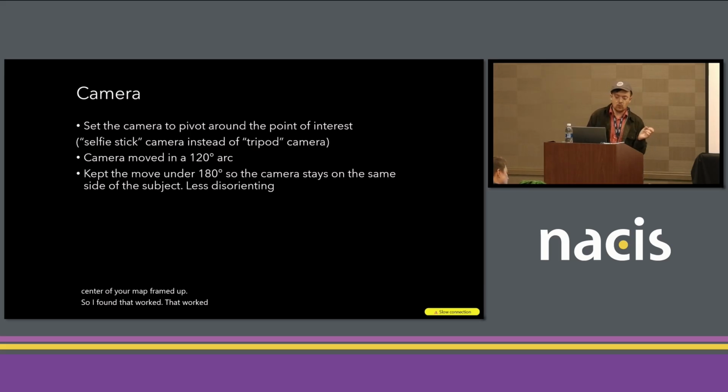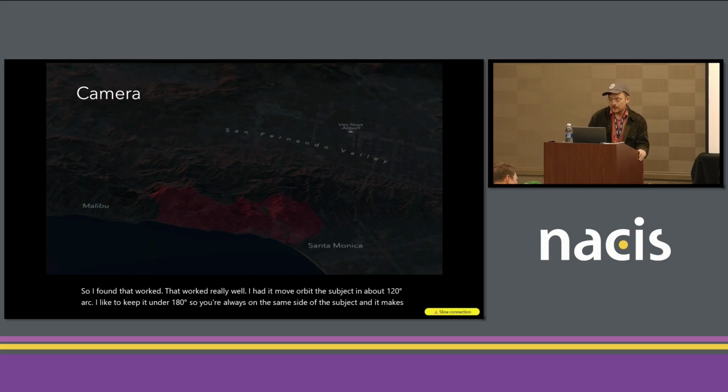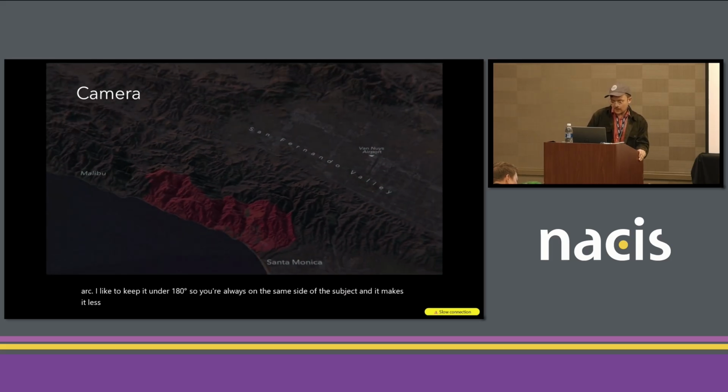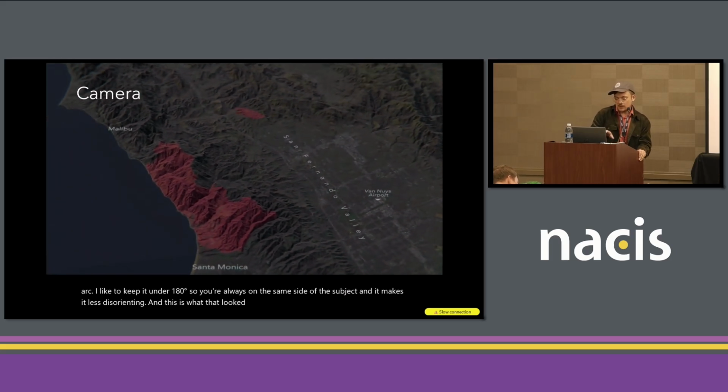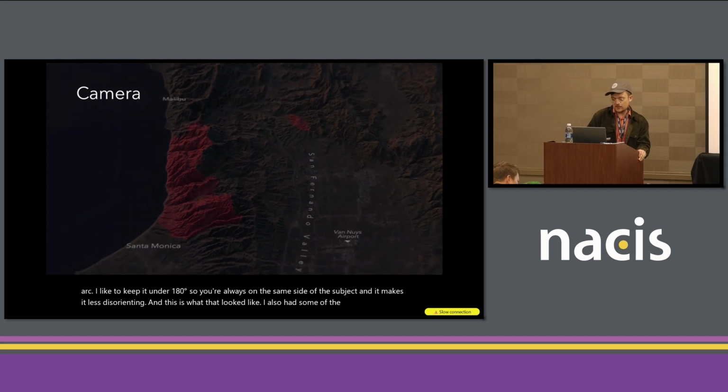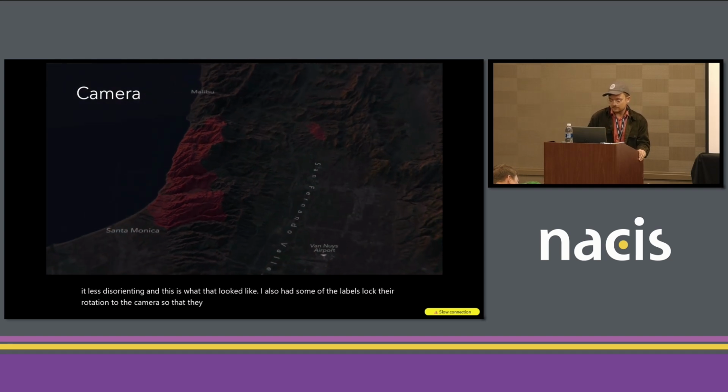I had it orbit the subject in about a 120-degree arc. I like to keep it under 180 degrees, so you're always on the same side of the subject, and it makes it less disorienting. And this is what that looked like. I also had some of the labels lock their rotation to the camera so that they always stayed right side up.